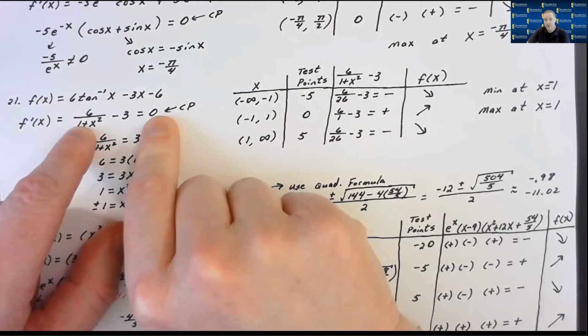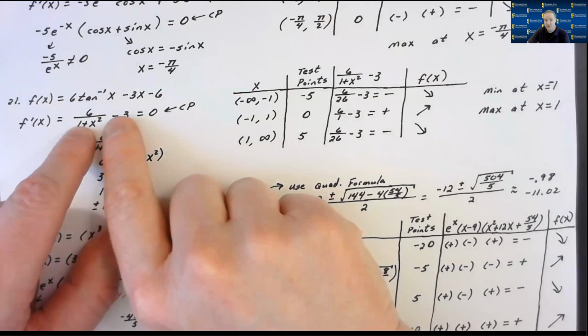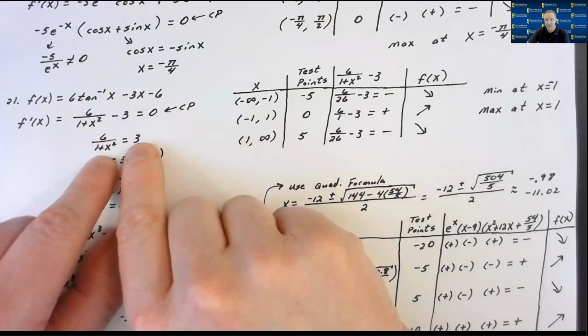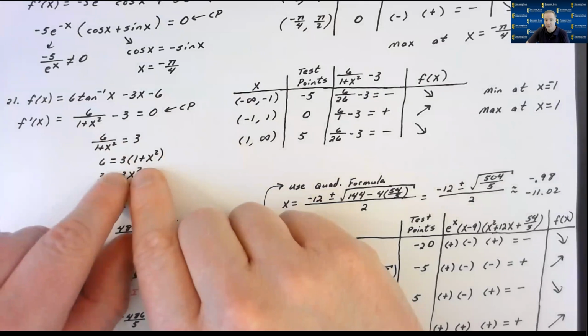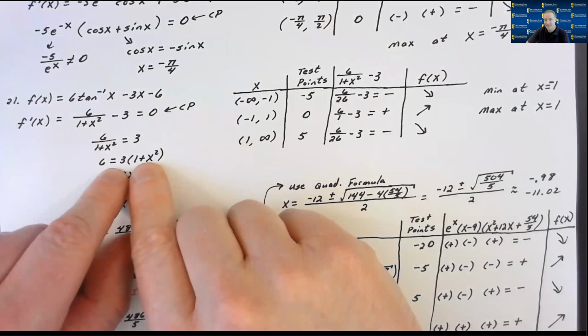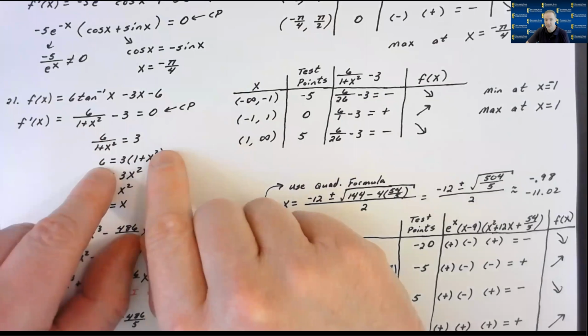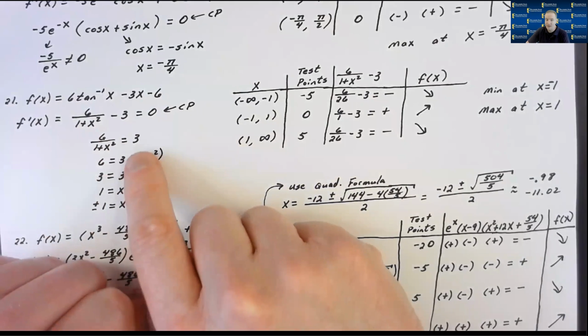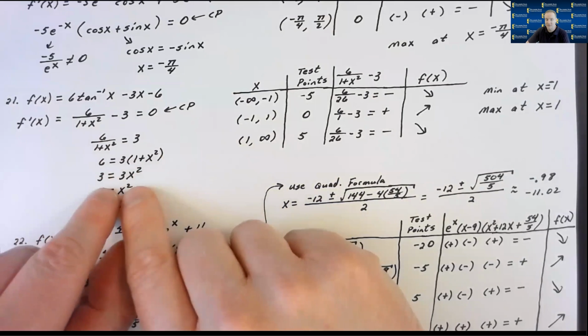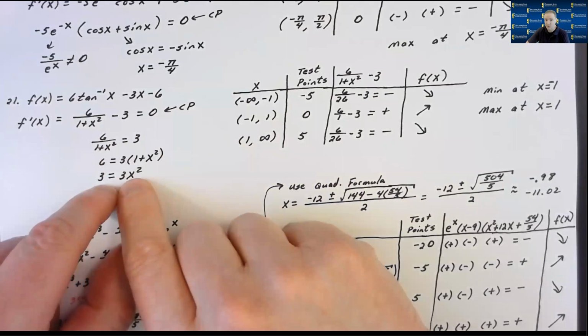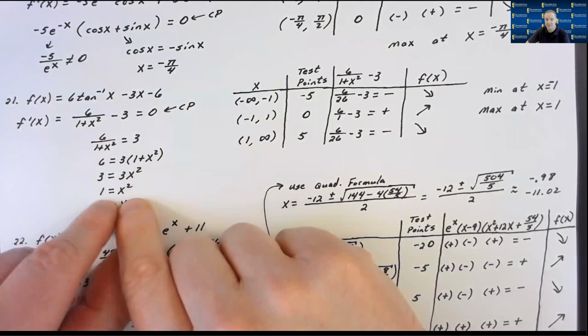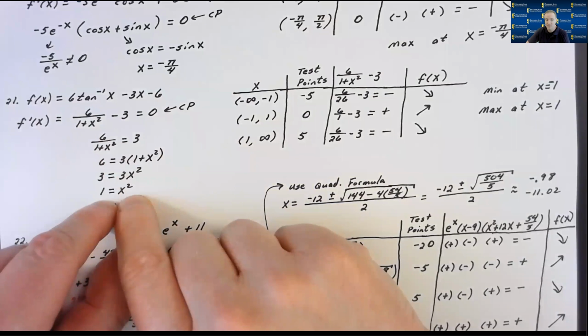Now, in order to find the critical points, I'll move the 3 on over to the right-hand side, and then I'll multiply both sides by 1 plus x squared. That's going to give me a 3 plus 3x squared on the right. I move that 3 to the left-hand side. 6 minus 3 is 3. So now this really simplifies nicely. I'll divide by 3 on each side, and I get x squared is 1.